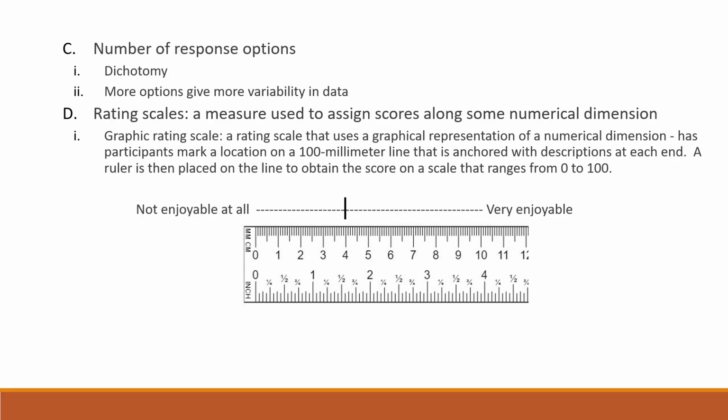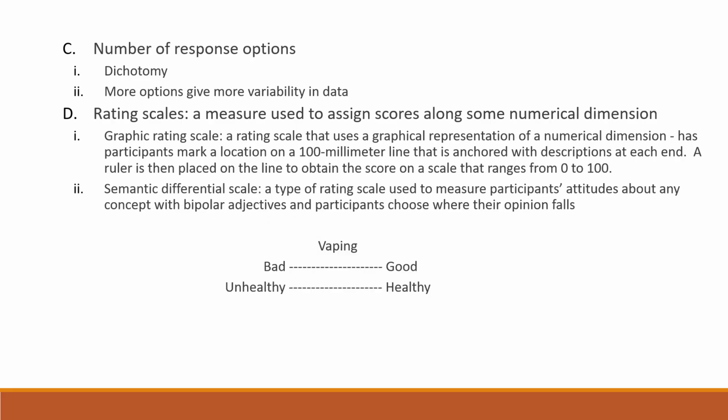The example in the slide shows a ruler with anchors of not enjoyable at all to very enjoyable, and a sliding scale in which this individual picked 4. Depending on the scale and the software you're using, sometimes you can only pick solid numbers like 2, 3, or 4, but others let you use decimals like 4.2 or 4.8. Qualtrics, which we'll be using for this class, allows you to do both.